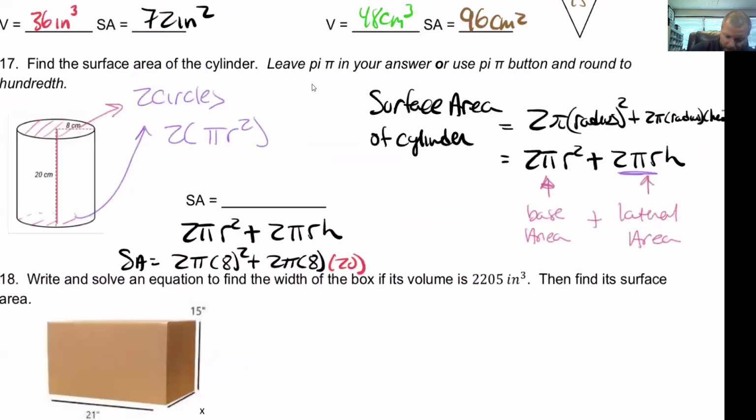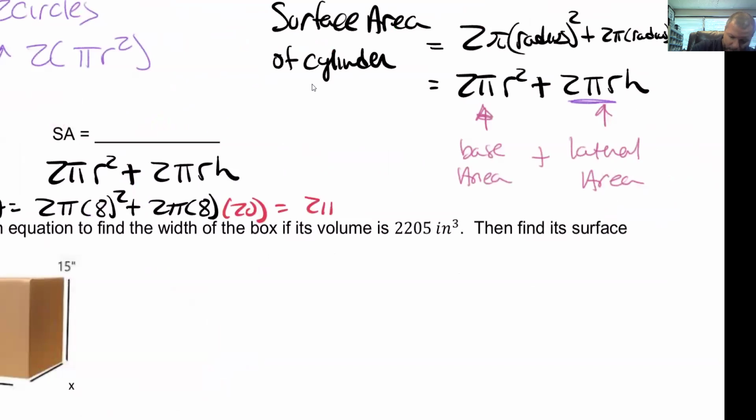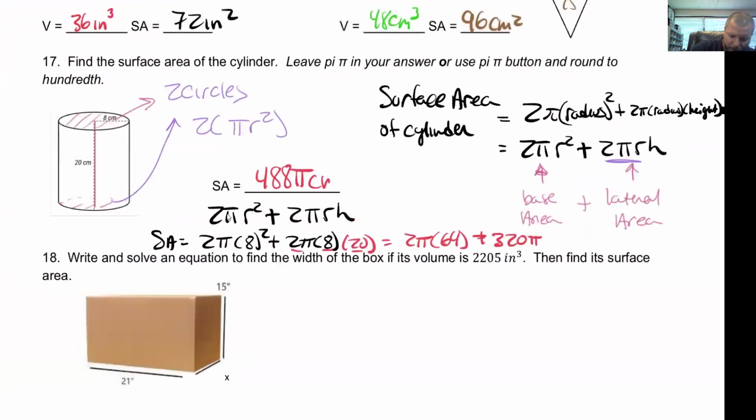So we're going to get 2 pi times 8 squared, which is 64, so that's going to be 128 pi, plus 2 times 8 times 20. That's going to be 16 times 20, which is 320, so I have another 320 pi. So I have 128 plus 320, which is going to be 488 pi. And the units are centimeters squared because we're working with an area.